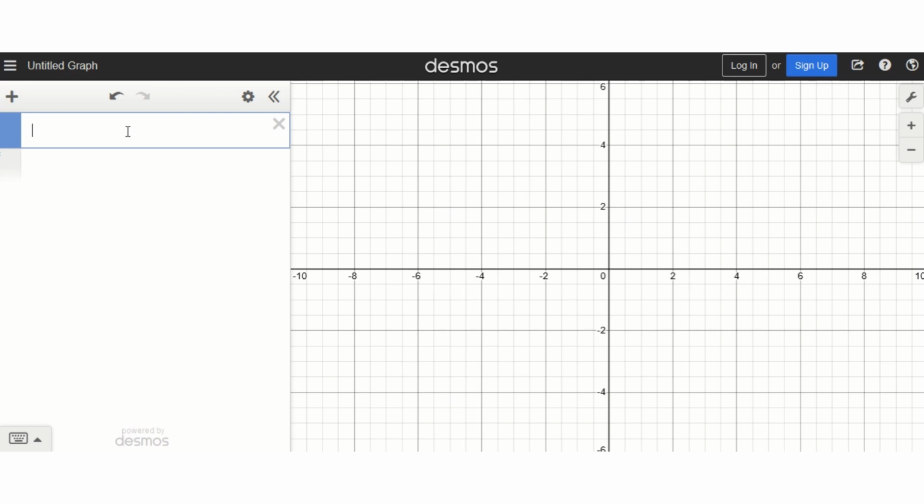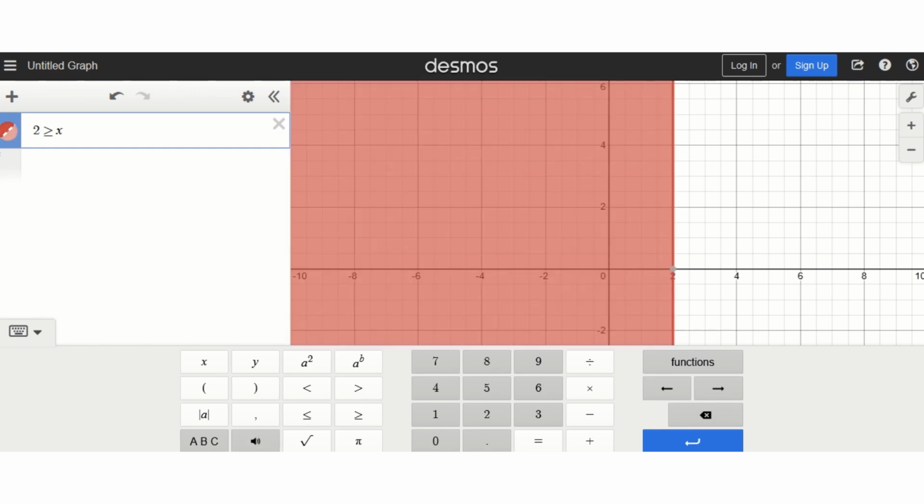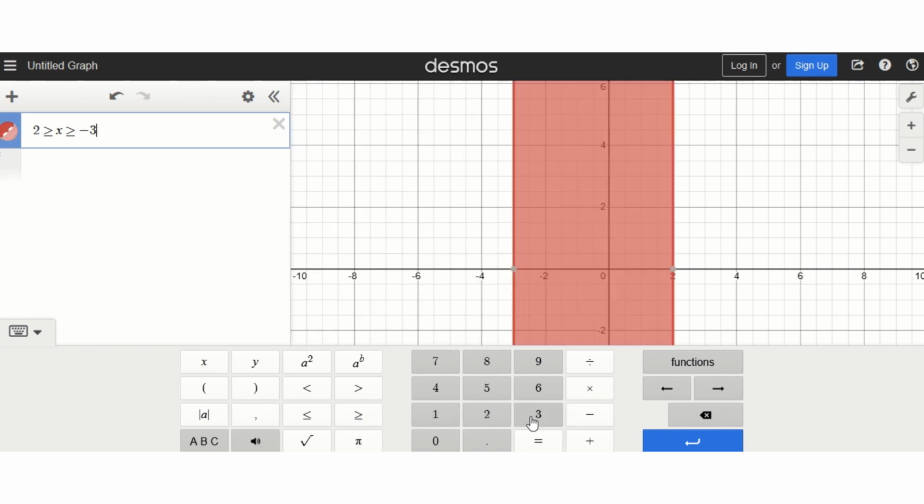Let's now use Desmos graphing calculator to draw the graphs of the linear inequalities that you see in question number 9. Here the inequalities which are given, let's first write them. So this is 2 greater than equal to x greater than equal to minus 3. And I want you to notice how the graph here on the right on Desmos is changing.